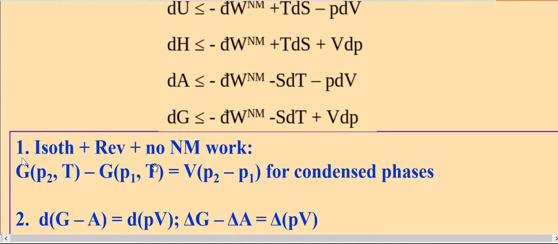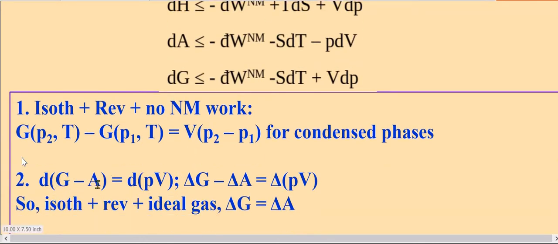For example, consider an isothermal reversible process with no non-mechanical work. Since it is isothermal, the temperature is the same, the pressure is different. So this will be V into P2 minus P1 for condensed phases, because this is VdP minus SdT. The SdT term vanishes, there is no non-mechanical work. So naturally you have the VdP term, V into P2 minus P1 for condensed phases, because otherwise you would have an integral for delta G. But for condensed phases, for more or less one or few atmosphere pressure changes, the molar volume does not change, so naturally the total volume does not change appreciably. So V comes out.